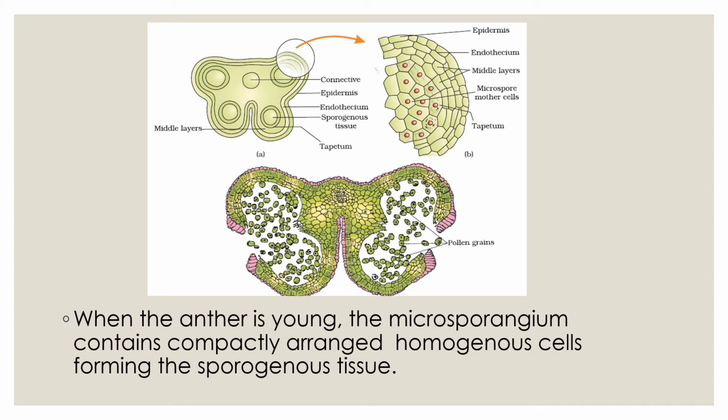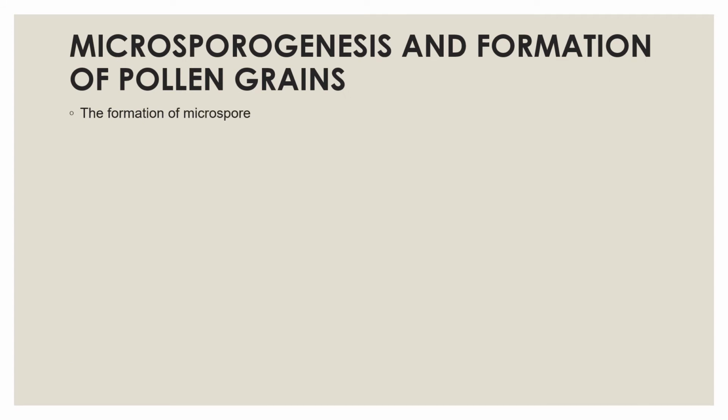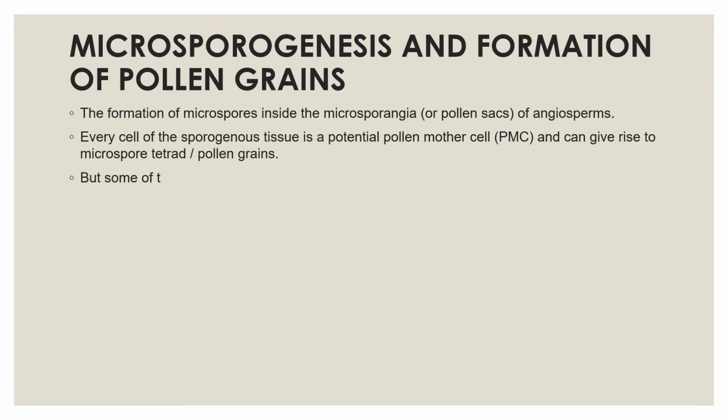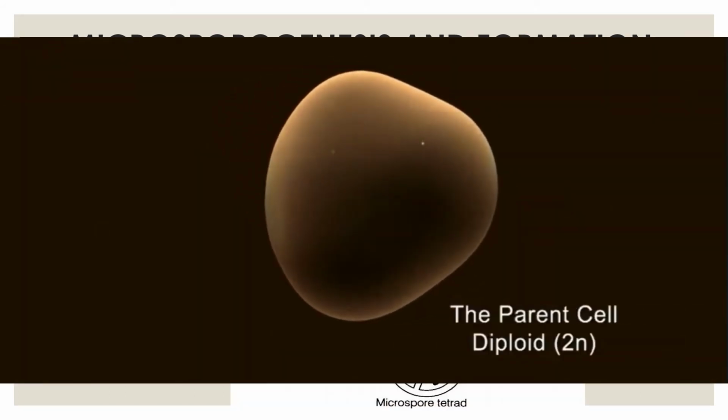Now let us talk about the second step of pollen grain formation, that is microsporogenesis and formation of pollen grains. The formation of microspores inside the microsporangia or pollen sacs of angiosperms is known as microsporogenesis. Every cell of the sporogenous tissue is a potential pollen mother cell or PMC, but some of them forego this potential and others become differentiated into pollen mother cells or microspore mother cells.